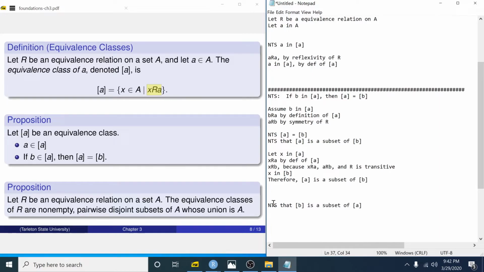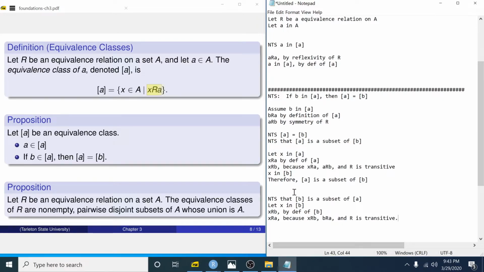Now, the other proof is basically exactly the same. So we need to show that bracket B is a subset of bracket A. How do we do that? Let's go ahead and let X be an arbitrary element of bracket B. That implies that X is related to B by definition of bracket B. But if X is related to B and B is related to A up here, right? That implies that X is related to A. So X is related to A because X is related to B is related to A, and R is transitive. That's all of the information you need to draw that conclusion.